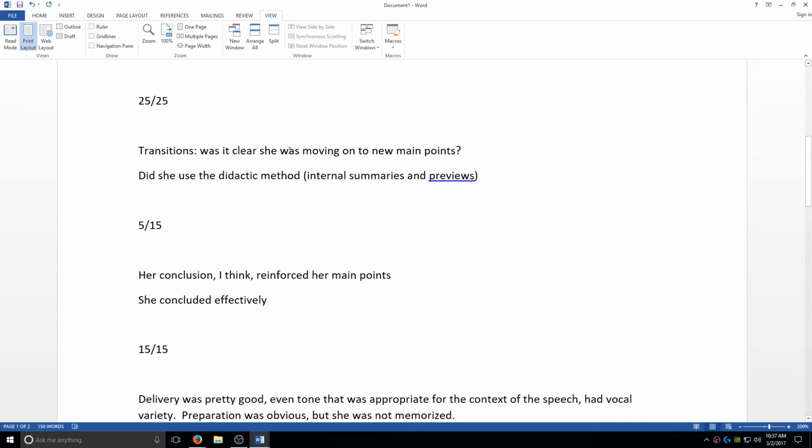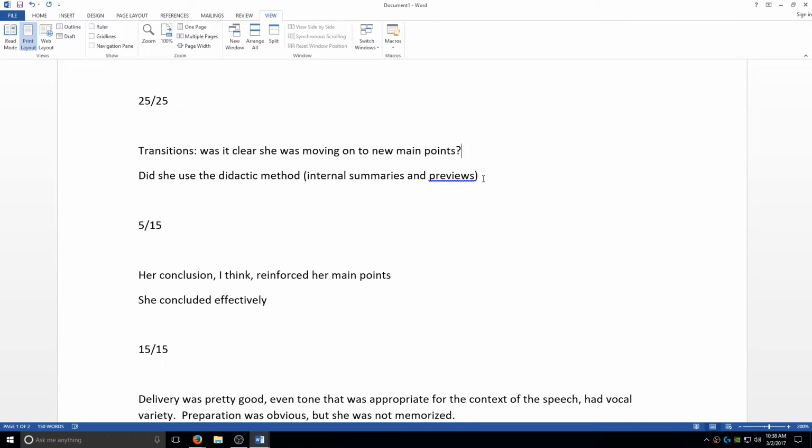Her transitions, was it clear she was moving on to new main points? She did use something we call signposting, in which she might say first or next or moving on or something like that. However, she didn't quite use the didactic method that we talked about in class again. She did not use internal summaries and previews. She didn't say things like, now that we've talked about how Vietnam has shut down their pipeline to American parents over concerns of human trafficking, we'll now talk about whatever the next point was. Right? She didn't do that.